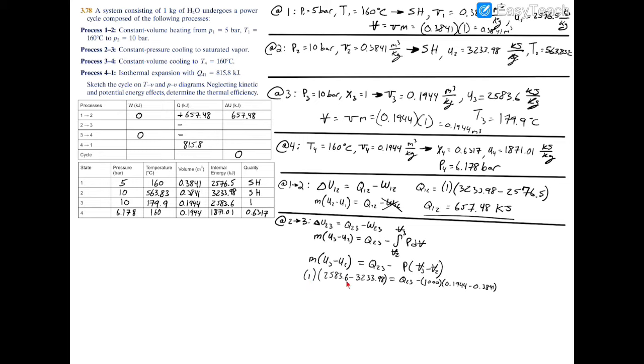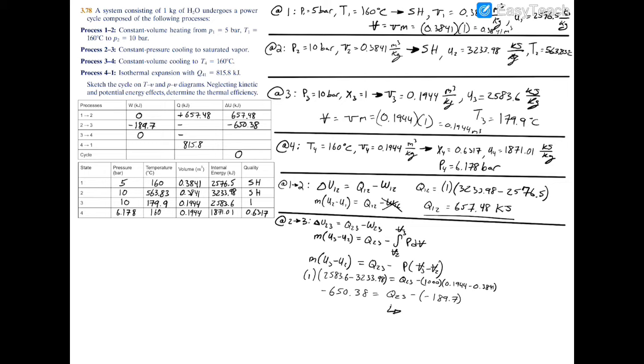And we're going to have the mass as 1 kilogram, U3 is 2583.6, U2 is 3233.98. You're still going to solve for your heat transfer, and then your pressure, pay attention to this instance that you're going to have 1,000 here rather than 10. Because we have to keep our units consistent to get kilojoules, we're going to be using kilopascals instead of bar. So you just have to multiply the bar times 100 to get into kilopascals, and then your difference of volumes right over here. And if we evaluate one step further, you're going to have that your change in internal energy is going to be equal to negative 650.38 kilojoules, and your work is going to simplify into negative 189.7 kilojoules.